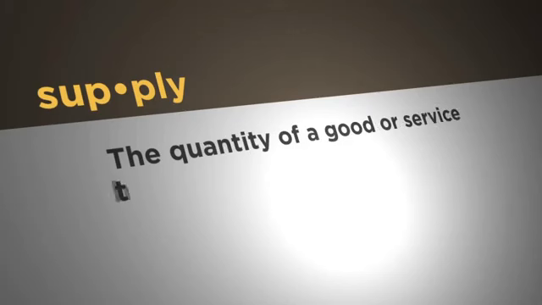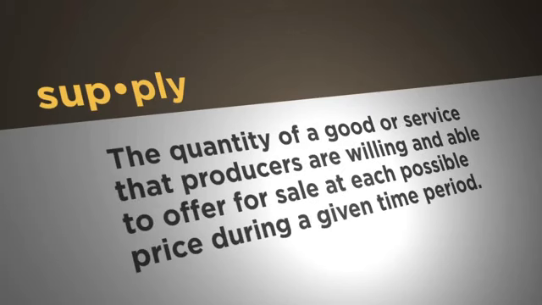Hi, I'm Scott Walla, and this is the Economic Lowdown Video Companion. If you listened to episode 7 of our podcast series, you'll know that it was all about supply. Economists define supply as the quantity of a good or service that producers are willing and able to offer for sale at each possible price during a given time period.